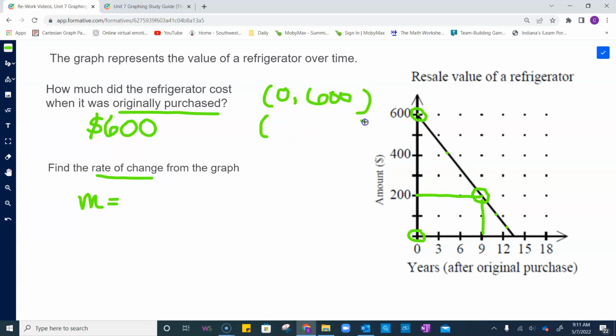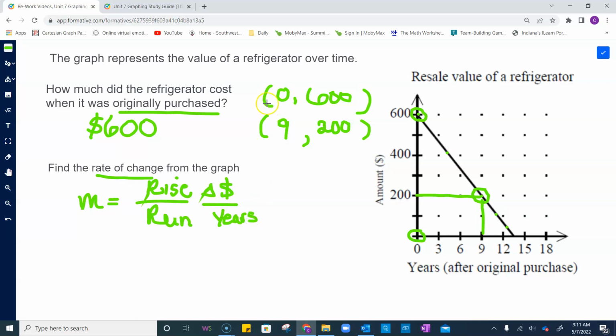So now I'm going to come over here and I'm just going to write my 2 ordered pairs so that I can see them. This one is 9 for time. Remember, years is x. And the cost after 9 years, what you could get for it if you were to sell it, it's worth $200. All right, so now we need to find the slope. Remember, it's the change in the y, in this case the money, over the change in time. The run is years. Change in money over the change in years.